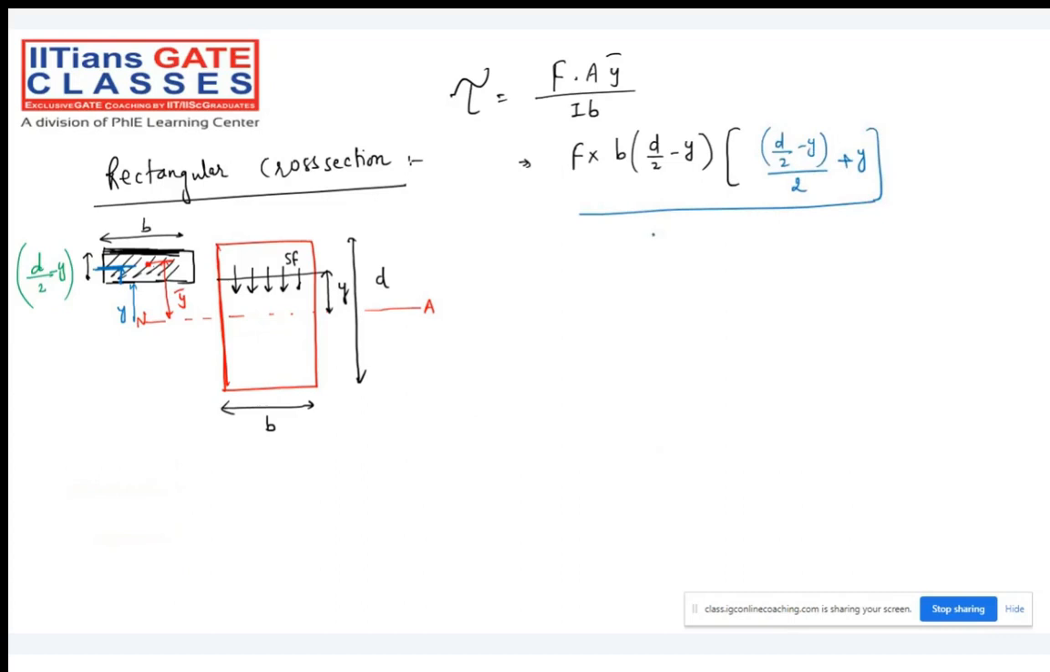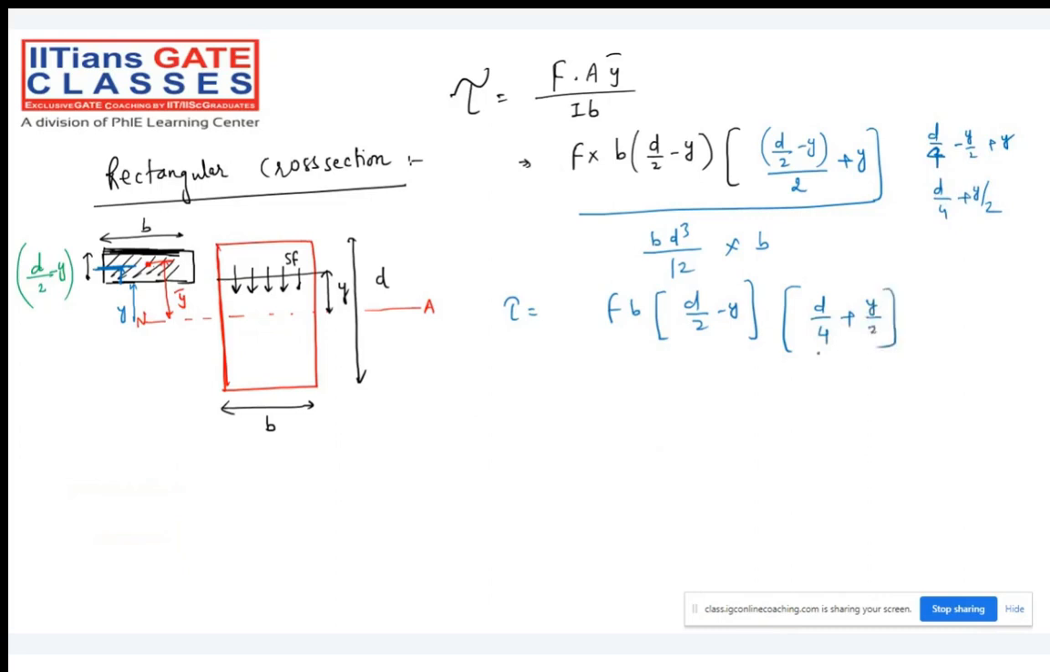Moment of inertia, BD cube by 12. Width will be b. So finally, what are we going to get? F into B. I will be getting d by 4 minus y by 2 plus y, so d by 4 plus y by 2. So what will I be getting? D by 4 plus y by 2 divided by bd cube by 12, so b square d cube by 12.